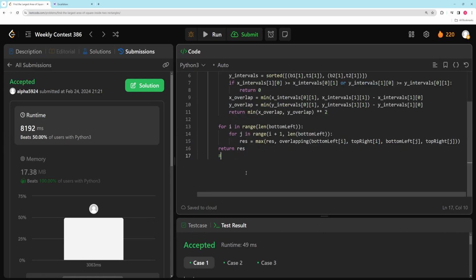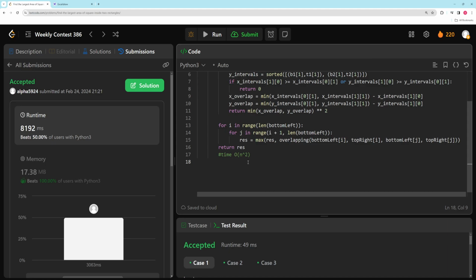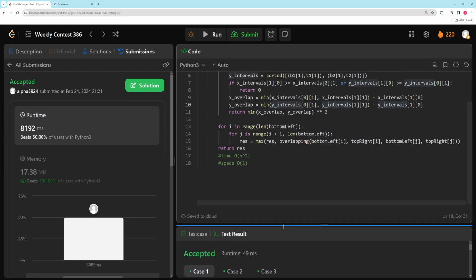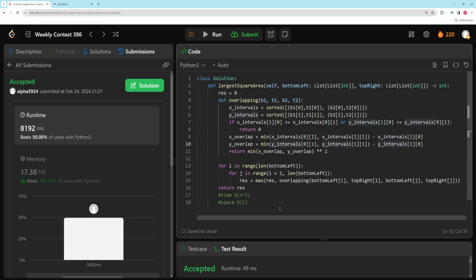So we can say the time will be O of n squared because we're just comparing every square to every other square. And then the space will be O of 1 because we don't really need to store anything. We just make some basic things that only have 2 values, right? Like this x intervals is 2 values, this y intervals is 2 values. We're only sorting 2 values, so that costs us nothing. And the min and all that stuff. So yeah, literally just a brute force problem. You have to recognize you can do it with brute force. Maybe there's a better solution, but I'm just going to do this for now.